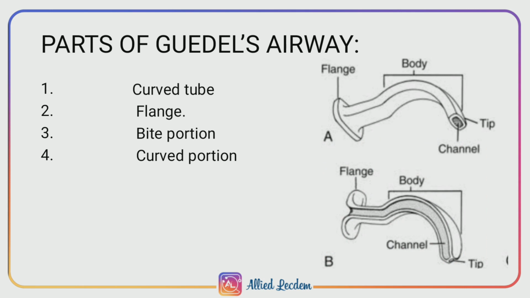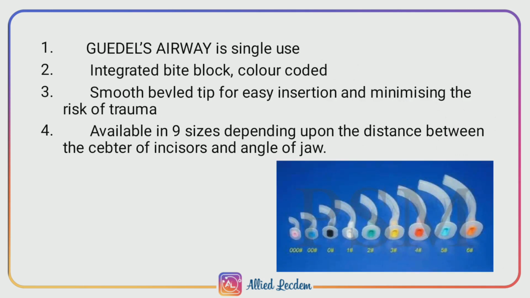Parts of the Guedel airway: curved tube, flange, bite portion, curved portion. The ideal characteristics of a Guedel airway are that it is single use, which means it can only be used once, it has an integrated bite block, and it is also color coded. It has a smooth bevel tip for easy insertion and minimizing the risk of trauma. It is available in 9 different sizes.